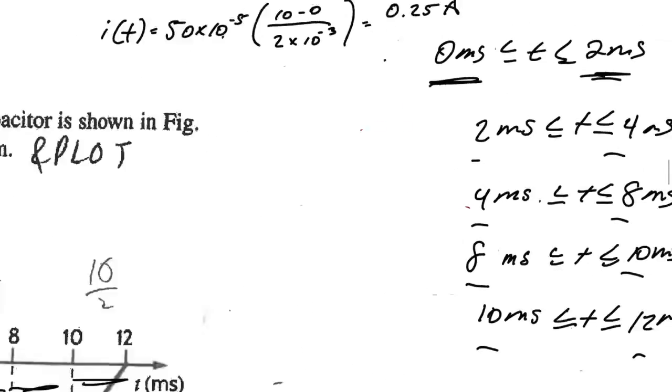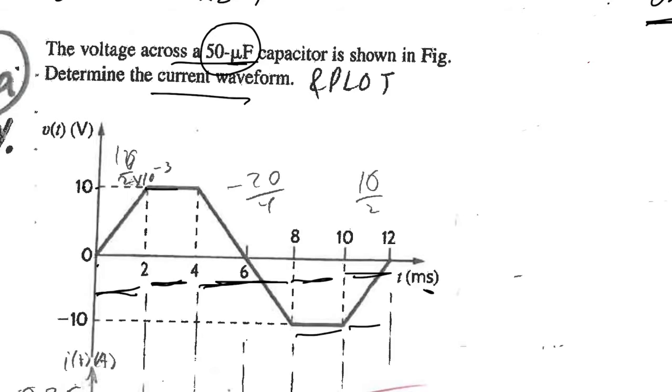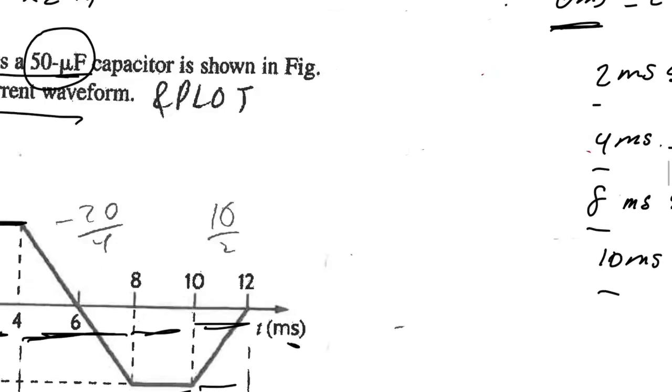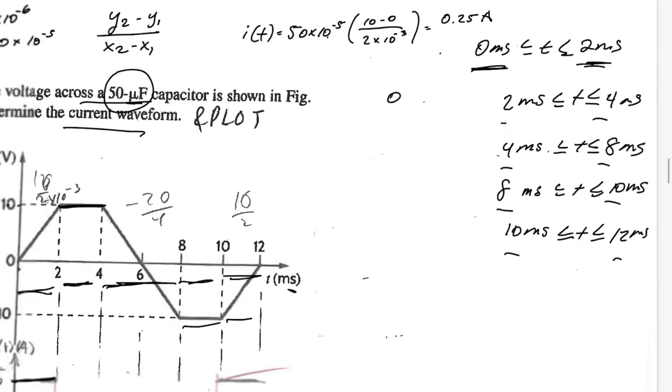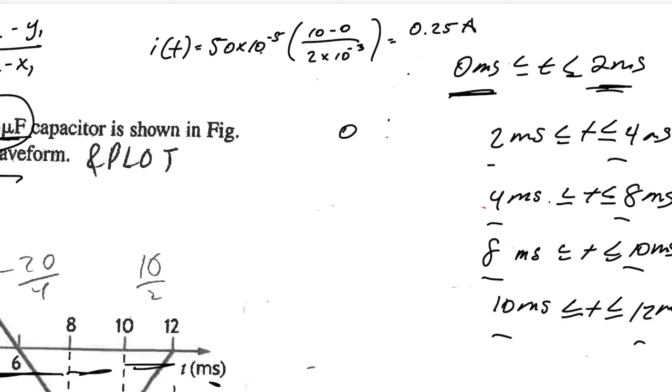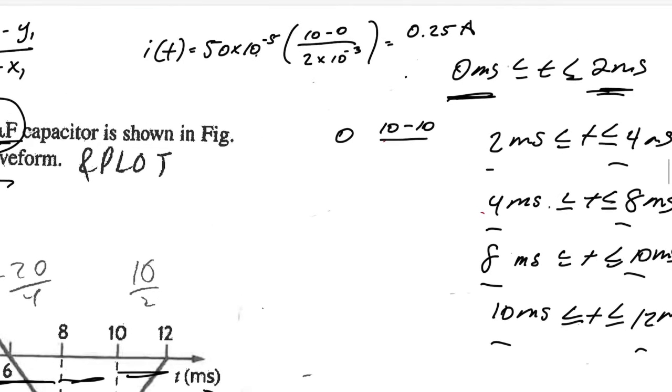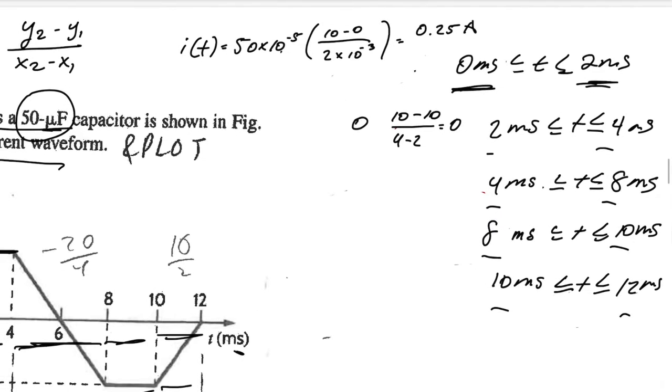The next one here, just looking at the graph, we can see there's no change. So the current is going to be 0. You can calculate it if you want. It would be just 10 minus 10 over 4 minus 2, but that would still be equal to 0.